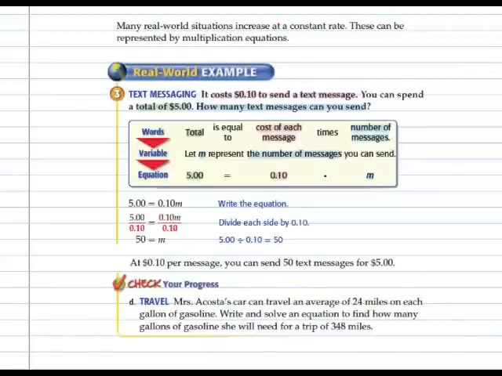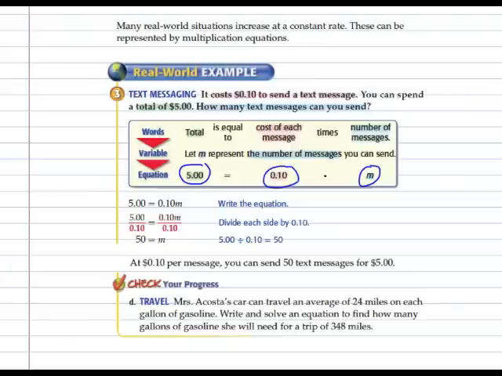Many real-world situations increase at a constant rate. These can be represented by a multiplication equation. In this example, it costs 10 cents to send a text message. You can spend a total of $5. How many text messages can you send? The total is equal to the cost of each message times the number of messages. Our total is $5. M represents the number of messages. Each message costs 10 cents apiece.